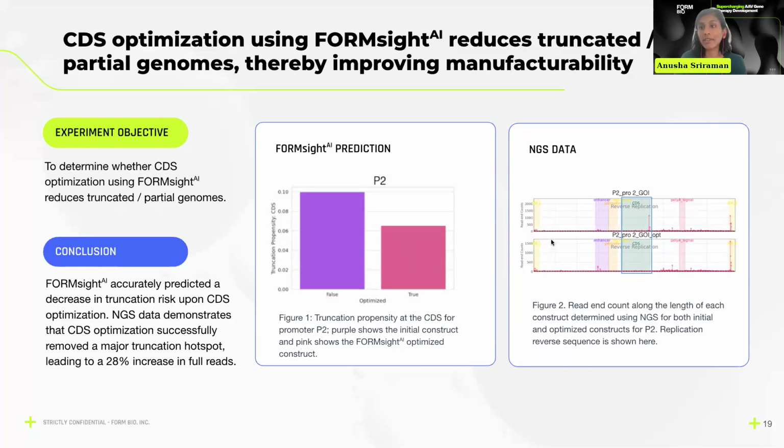And now when we look at the NGS data for these constructs, this is what we see. When we specifically look at the CDS region, we see these peaks for the initial construct, indicating that there's truncation taking place at the CDS. And when we look at the optimized constructs, these peaks have been successfully ameliorated. So the optimization of the CDS actually reduces the truncation risk, and this resulted in a 28% increase in full reads. So this way, optimization actually helped to improve the manufacturability.